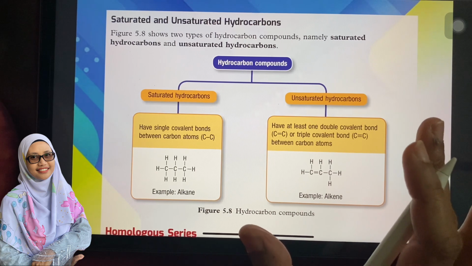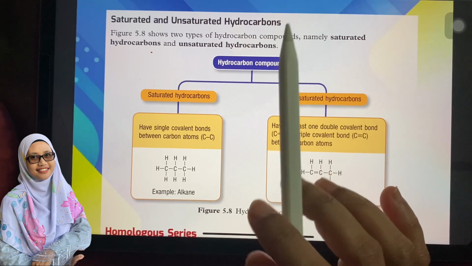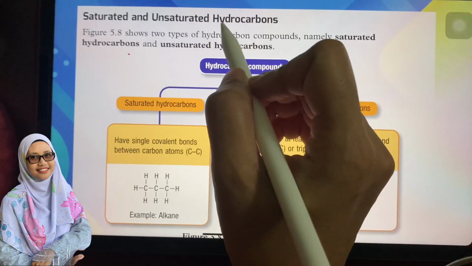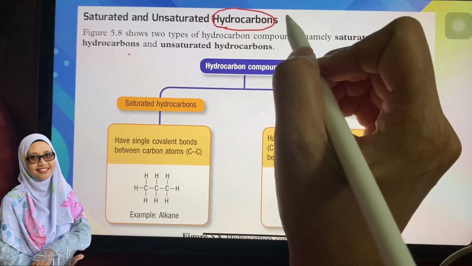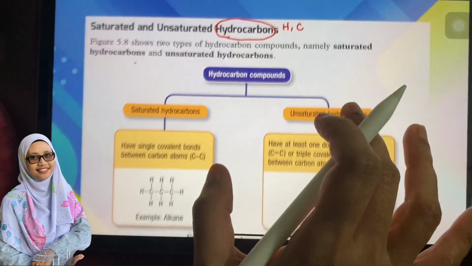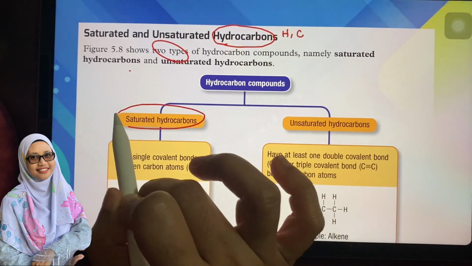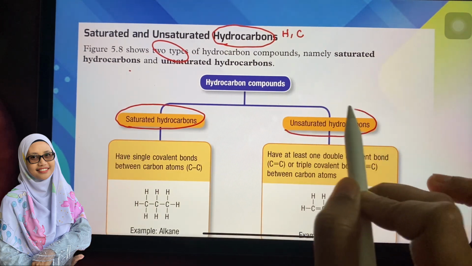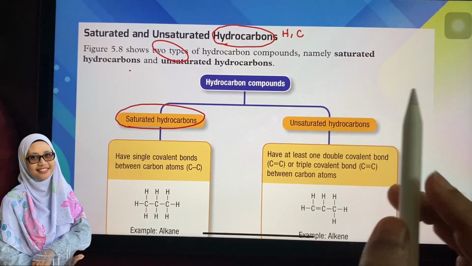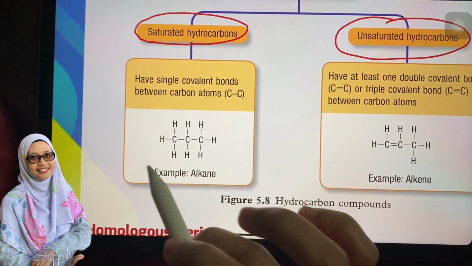So today I would like to continue about saturated and unsaturated hydrocarbon. If you have a textbook with you, you can look at your textbook. So now we know that hydrocarbon is a compound that contains hydrogen and carbon. Hydrocarbon can be differentiated into two types: saturated hydrocarbon and unsaturated hydrocarbon. So what does it mean? We go to the saturated hydrocarbon first.